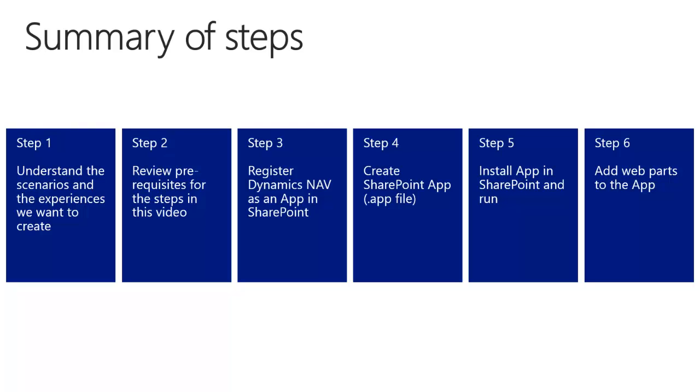In step 2, we looked at tools and sites you needed to have in place before you can perform the next steps. In step 3, we registered the NAV app on SharePoint. This is a one-time step. In step 4, we created the app project and the app file in Visual Studio, and in step 5, we installed the app. And in step 6 we essentially repeated step 4 and step 5, where we adjusted the SharePoint project to also include a web part, and we saw how we can embed that web part on a SharePoint page.